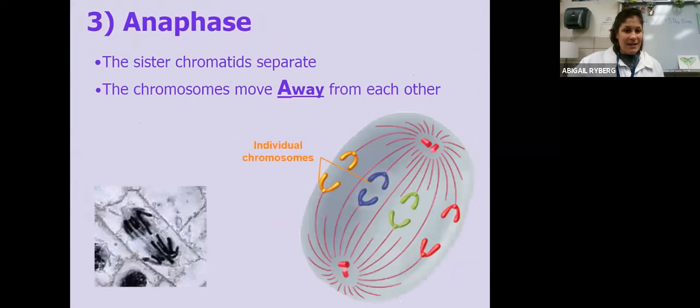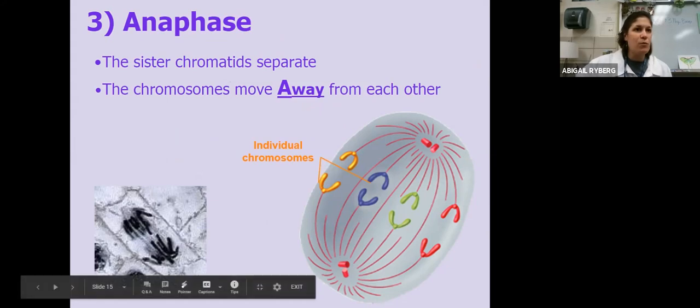Anaphase is another pretty easy one. In anaphase, they move away from each other. The sister chromatids are now separated, okay? One is going to be pulled to the left and one is going to be pulled to the right.